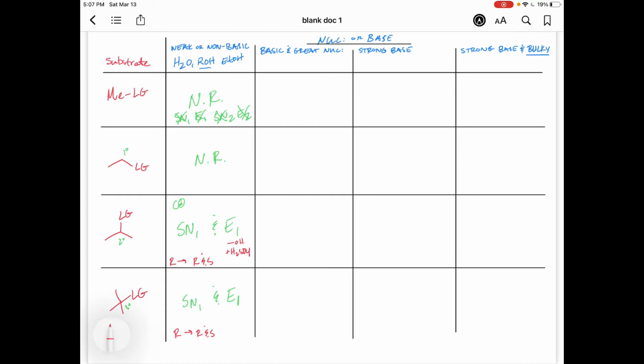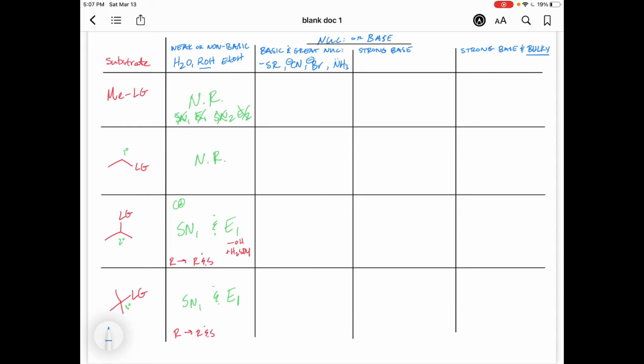Let's go now to something that is a little more basic. Here we're thinking about things that are a little better nucleophiles, and you might think of some kind of thiolate. You can also think of cyanide. Actually, halides are good nucleophiles as well. You could also think of amines. So these are pretty good nucleophiles.